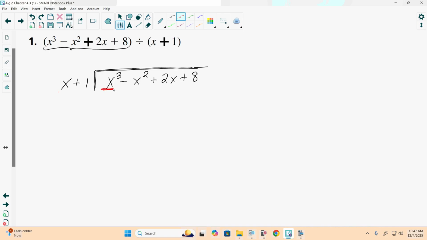What we're going to do is take the highest degree term inside and the highest term outside, and divide these. So off to the side, we need to see what is x cubed divided by x, because that's going to give us the first thing we need to multiply. Well, x cubed divided by x is going to be x squared, because I have three of them on top, one of them on bottom. So one of them will cancel on top and bottom, giving us x squared. We have two of them.